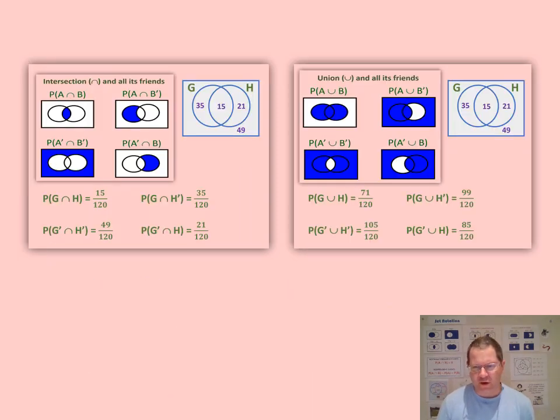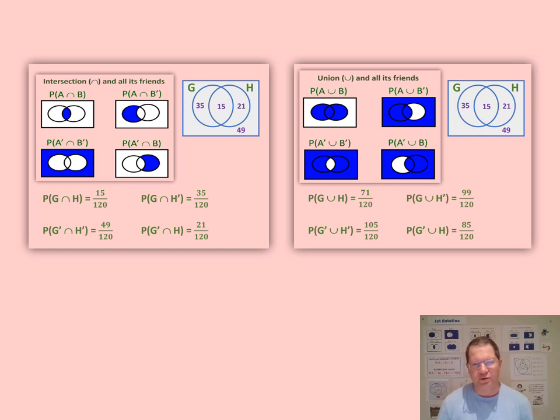Okay, I've mentioned so far how you might work out some unions by taking away the bits that you don't want. And we can do something similar when we're comparing the intersections and the unions. So take, for example, the probability of G intersection not H, which is 35 over 120. And if we compare that with the probability of not G union H, which is 85 over 120, they are complementary. They add up to 1.